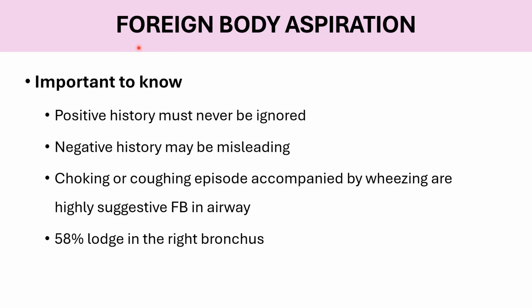Important facts we have to know about foreign body aspiration. A positive history of choking or aspiration must never be ignored. We have to investigate. A negative history may be misleading because parents may not have been around the child during the choking episode. A choking or coughing episode accompanied by wheezing is highly suggestive of a foreign body in the airway. 58% lodge in the right bronchus. The rest can be on the left side.